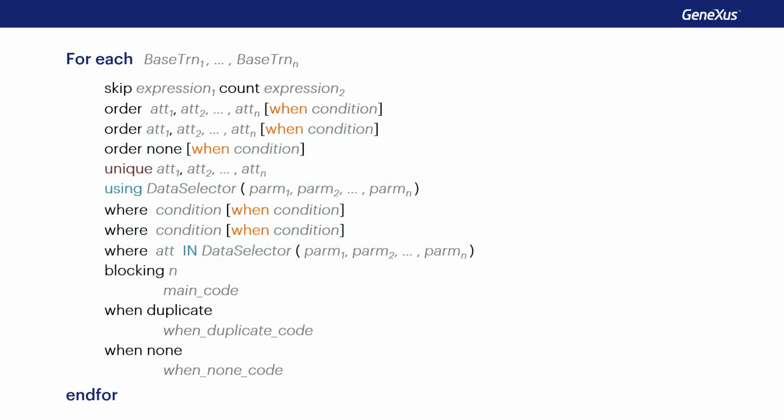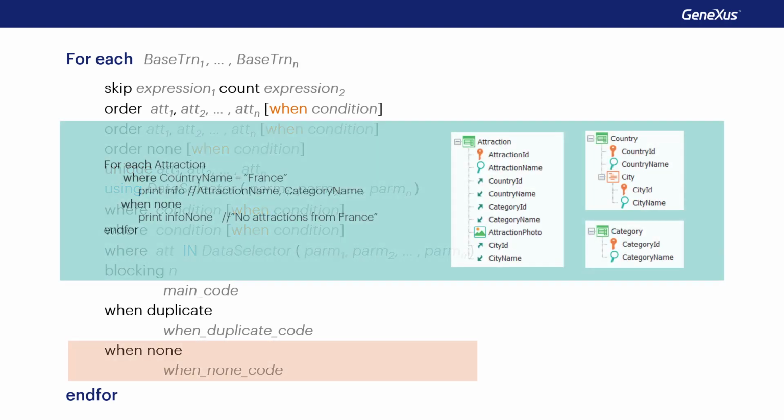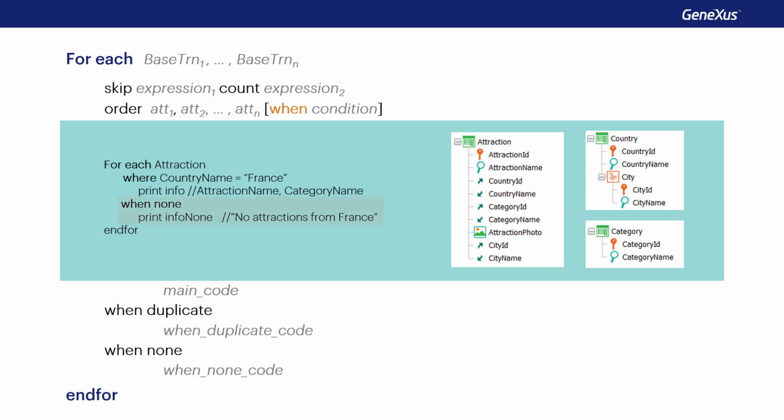If no record passes the filters, then the code specified under the when none clause will be executed, if it was specified, of course. In this example, it'll be when there is no attraction from a country of that name. Since it's assumed that nothing was done with the data in the extended table of the for each when this clause was executed, here we're not positioned in any record. So, if attributes are named there, where will they be taken from?